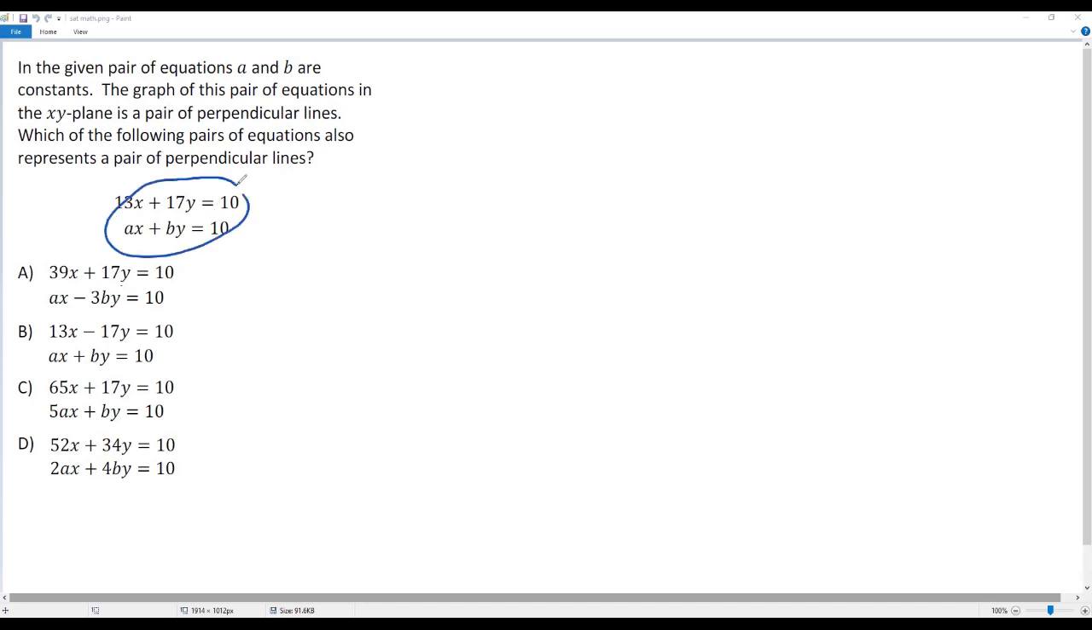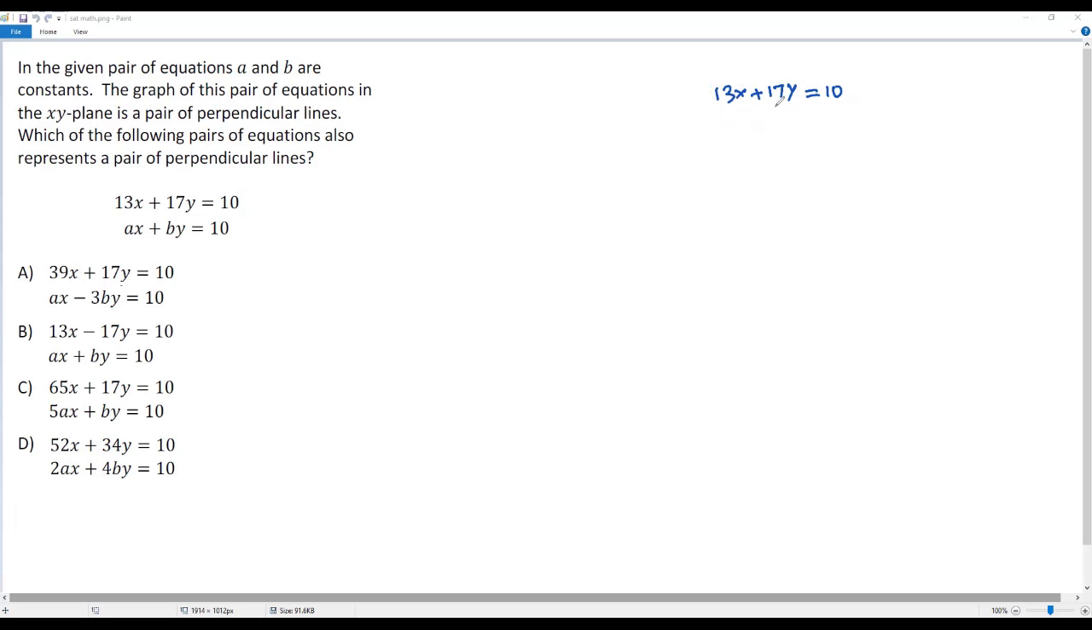Here we have a system of two linear equations in standard form, and the question says these two lines are perpendicular. Okay, now let me consider the first equation, where the coefficient of x and coefficient of y are numbers. That is 13x + 17y = 10. Now I want to get the equation of a line which is perpendicular to this one. Whenever I have a linear equation in standard form and want the equation of a line perpendicular to the given equation, first I have to make sure the x term is positive. If it is not, we have to multiply both sides of this equation by -1 to make the x term positive. But here the x term is positive.